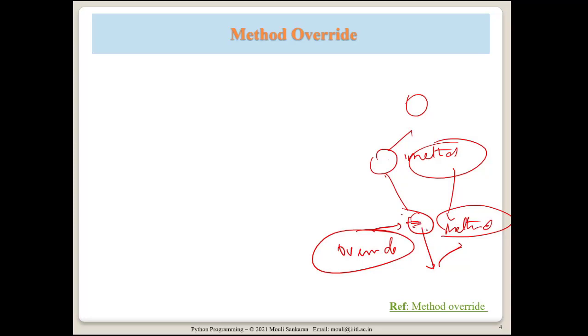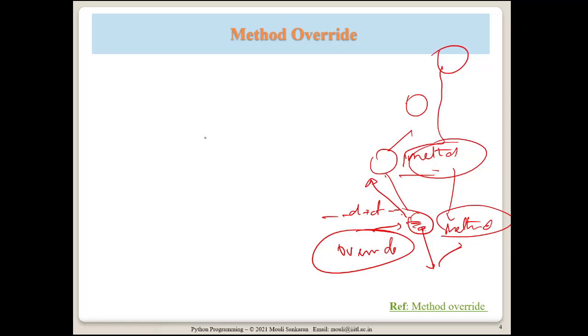If it is not overridden and you are looking for that method, then, as I told you, the current class dictionary is searched, and if it is not found, it goes to the parent and then starts searching all through the hierarchy until it reaches the topmost class.